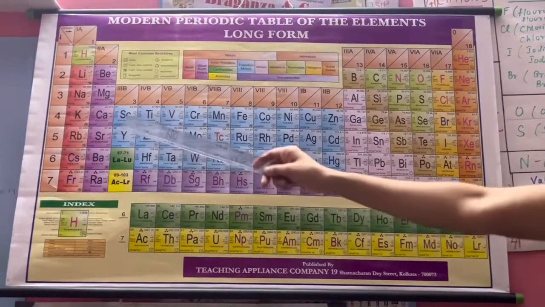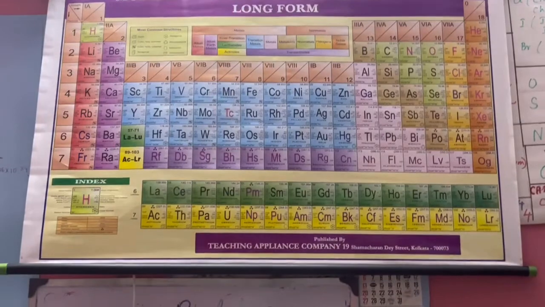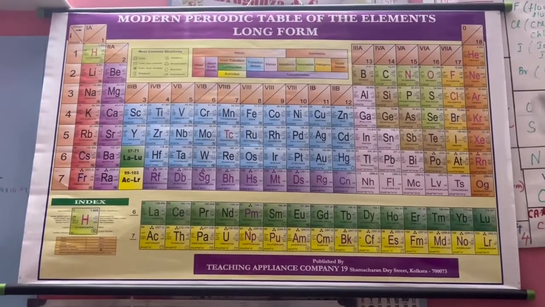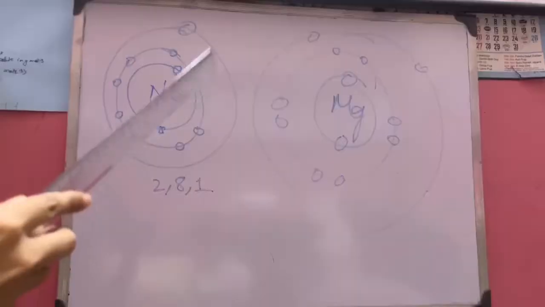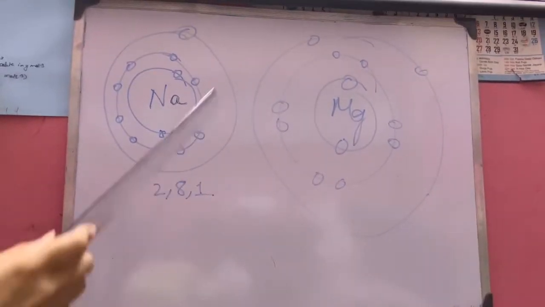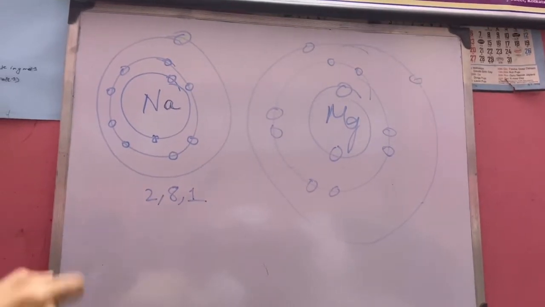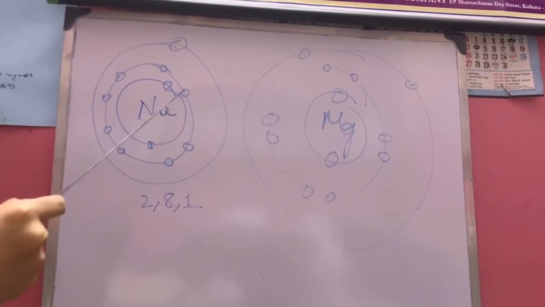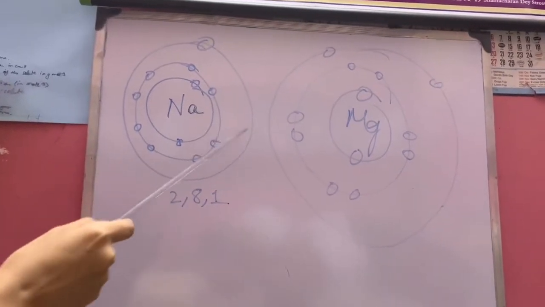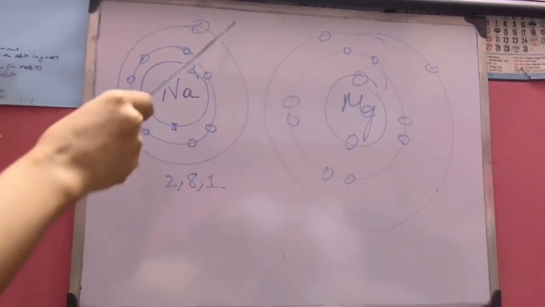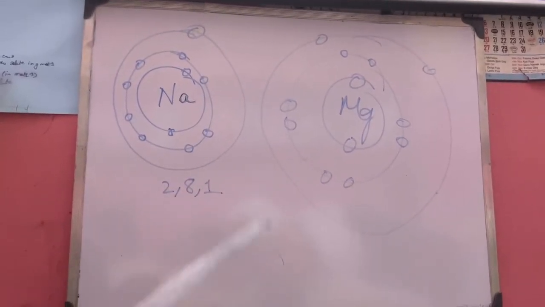For example, let's take sodium. Sodium's atomic number is 11. So what will be the electronic configuration of sodium? Sodium's electronic configuration is 2, 8, 1. The first shell has 2 electrons, the second has 8 electrons, and the last one has only 1 electron, because the atomic number of sodium is 11. So 2, 8, 1.